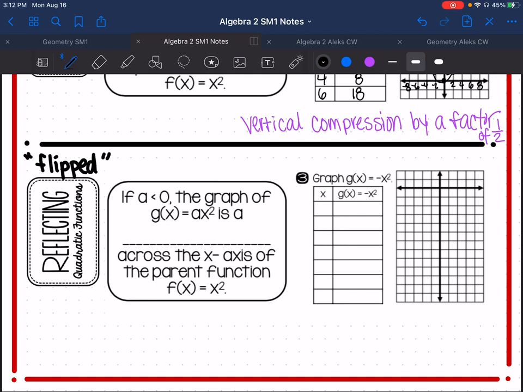If A is smaller than 0, the graph of, and take a look once again, let me pick a different color here. Let me go to my pink. We still have this A, and we're still talking about the same A, but it's a little bit different this time. It's still being multiplied by my parent function, but it is called a reflection across the x-axis of the parent function f. So we're going to be reflecting across the x-axis.